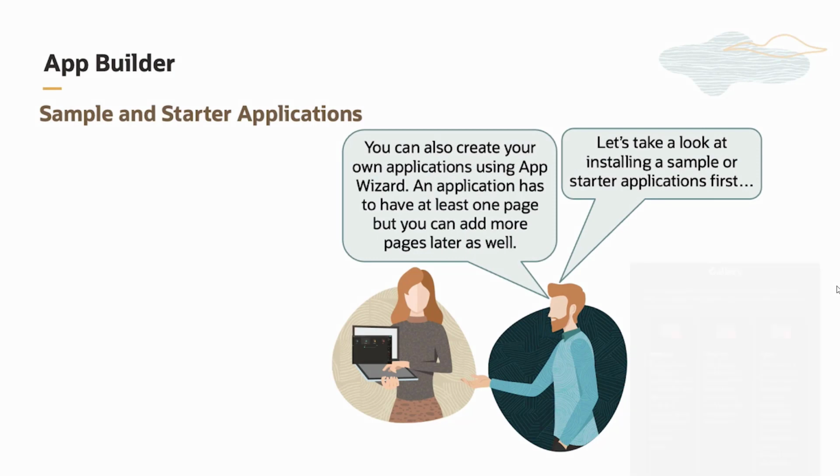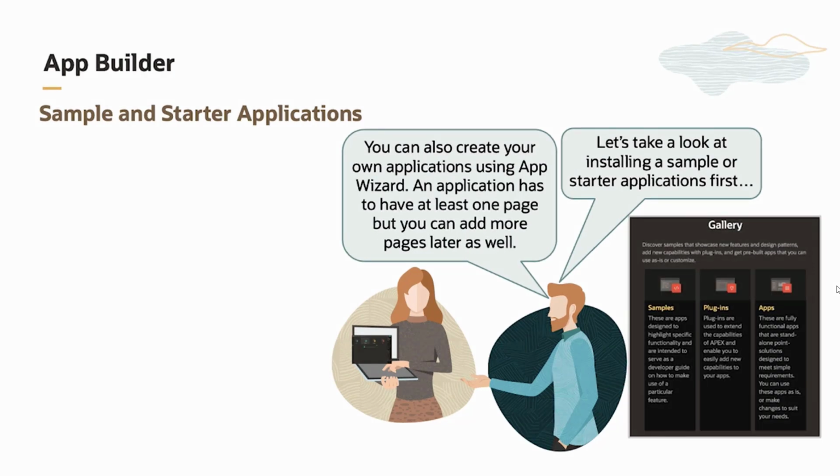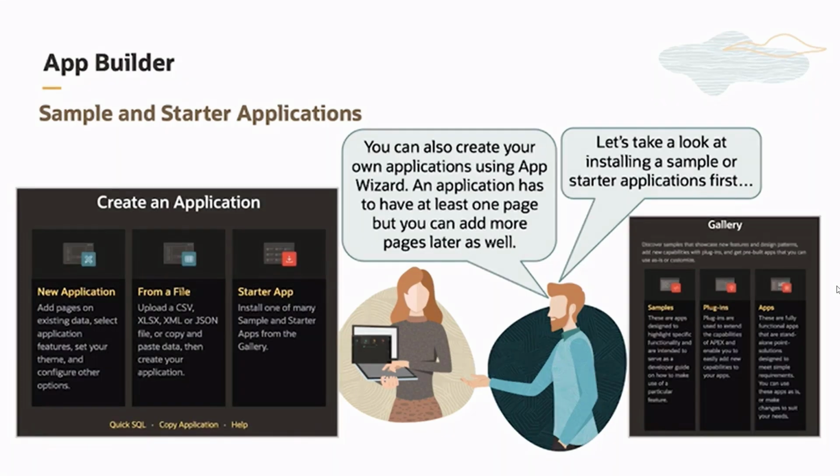So sample and starter applications are accessible from the component called Gallery. You can also create starter apps when you go in to create an application using App Builder. Notice when you go in to create an application from App Builder, you have the ability to create a new application, and that would be a new application from scratch. You can create an application from a file, and you can create applications as starter apps.